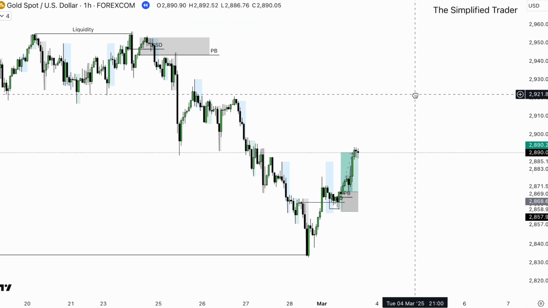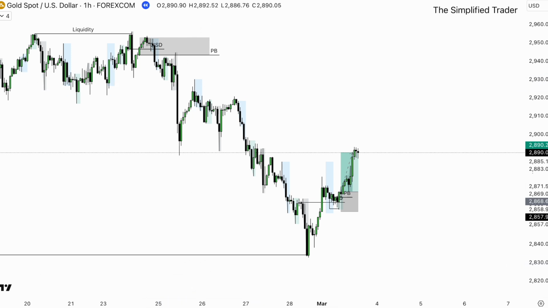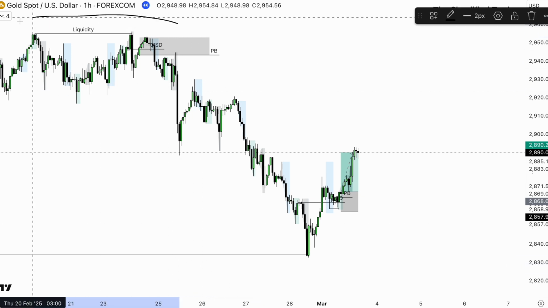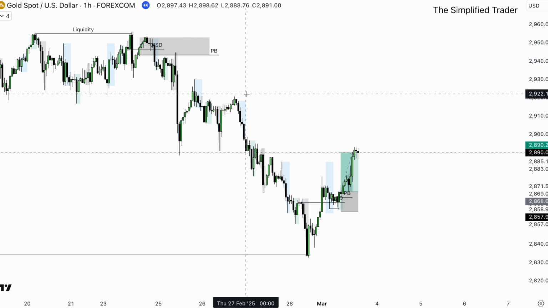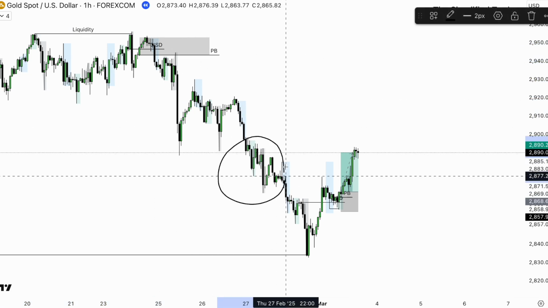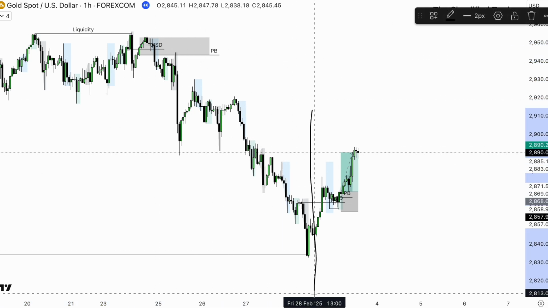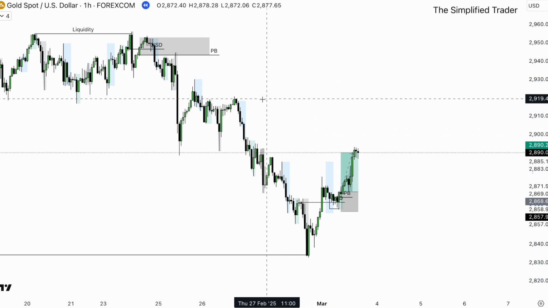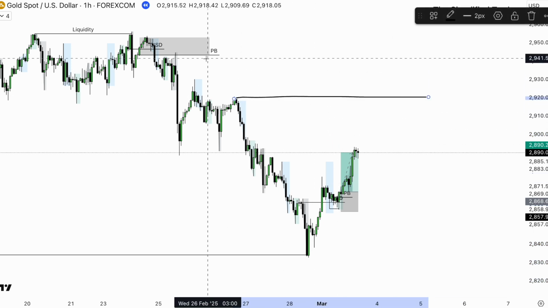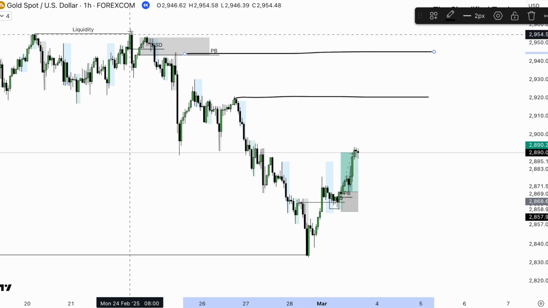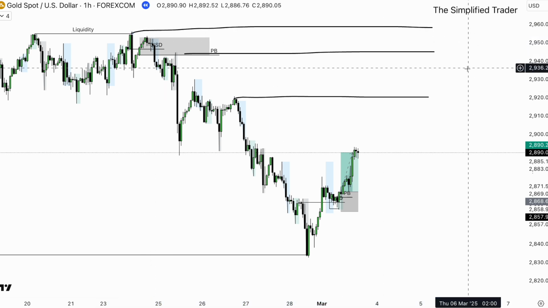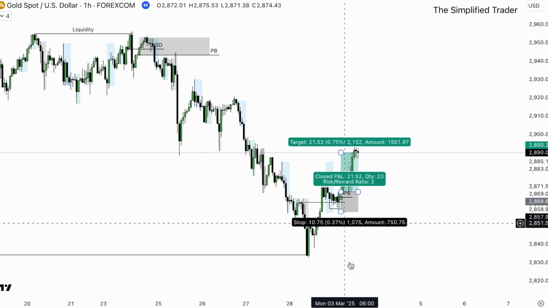Are we in a market maker sell model? Yes, we are. Here we have our initial consolidation. Here we have accumulation 1, accumulation 2 into our smart money reversal. So now we can take targets at this high, and ultimately at this high. So let's see how that plays out.